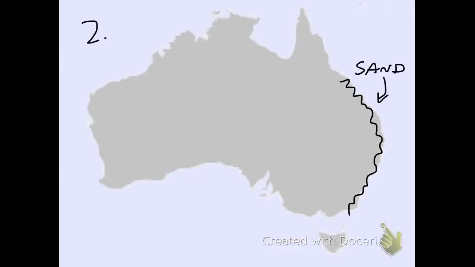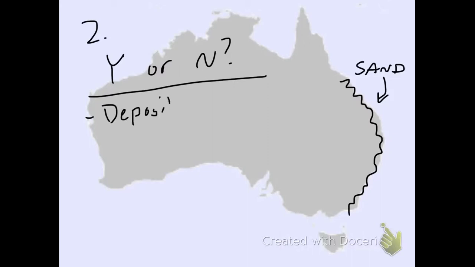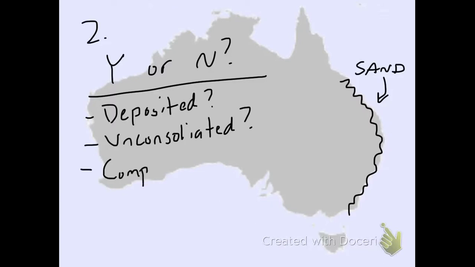So now we're going to get into some humdrum type of stuff. So I've taken you to the continent of Australia, and here we have some beaches on the east side, which is loaded with sand. So you are to answer yes or no to the following questions. Has this sand been deposited on the beach? Well, yeah, because it's sitting there. Is the sand unconsolidated? Well, what does that mean? Well, is the sand loose? Yes, likely, but I mean, you really don't know unless you're in there frolicking in it.